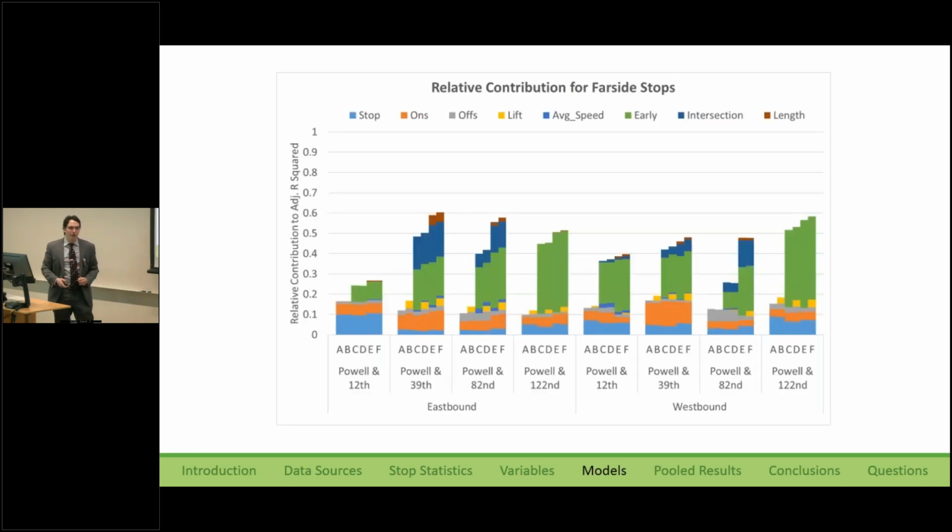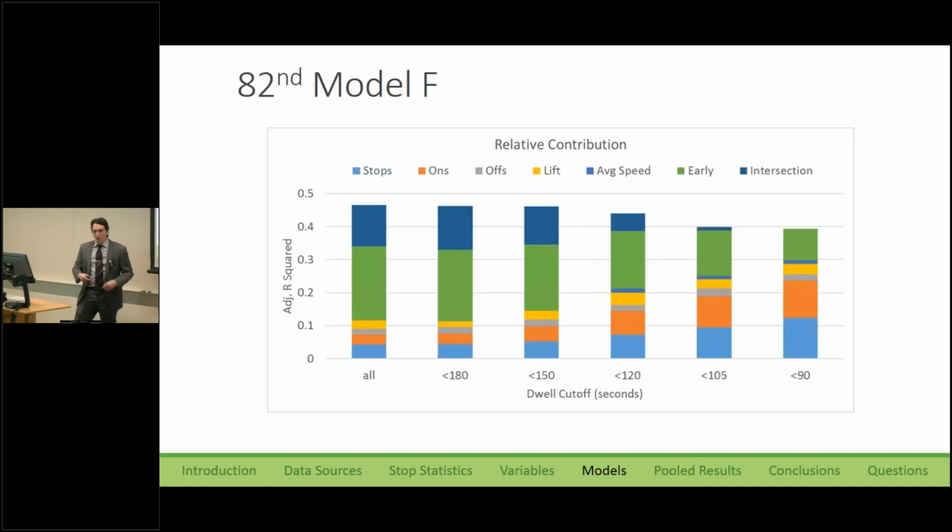Not the case when looking at those time points, far side and near side stops. The first two, using just your stop level data, never got to 20% of the variability. When you add in how early the bus was, that intersection variable, you end up being able to predict much more of the variability. Looking more closely at 82nd, we can get into some of the biases that other models have had.